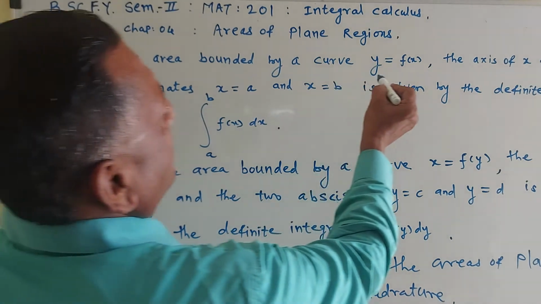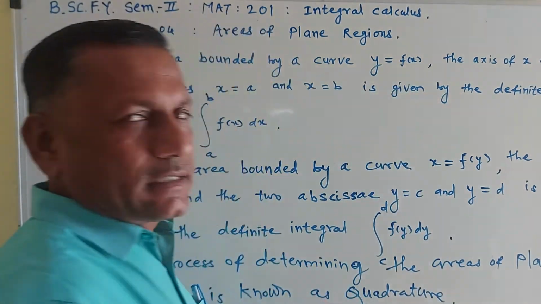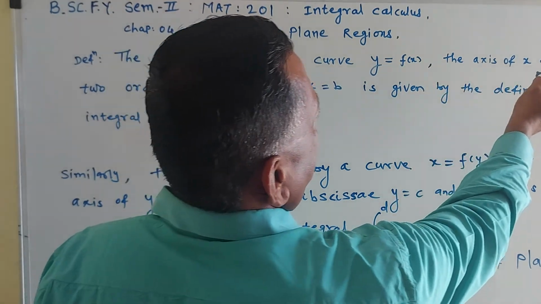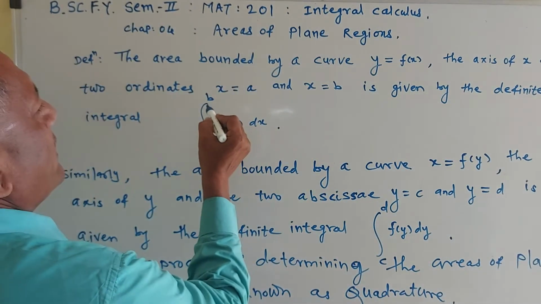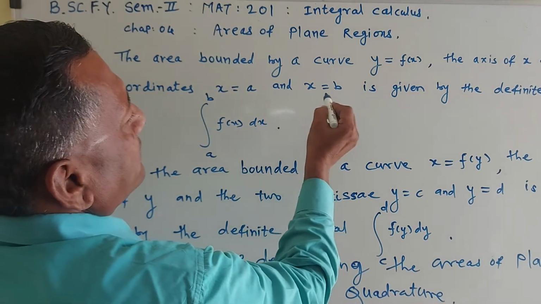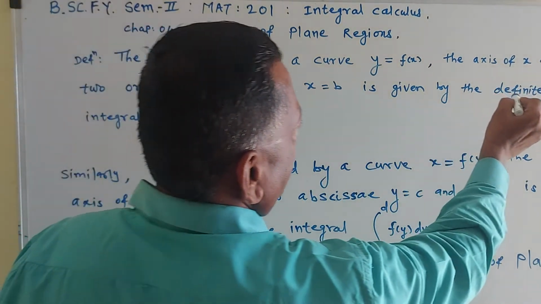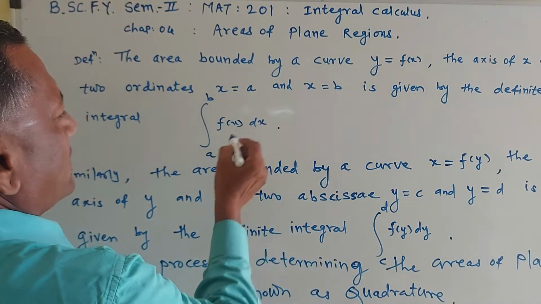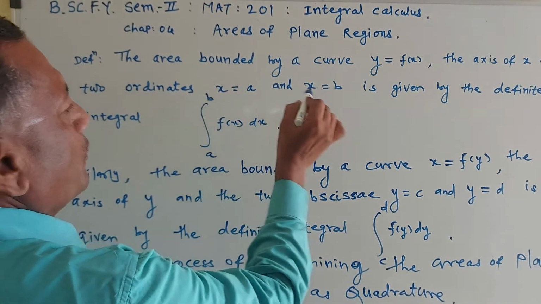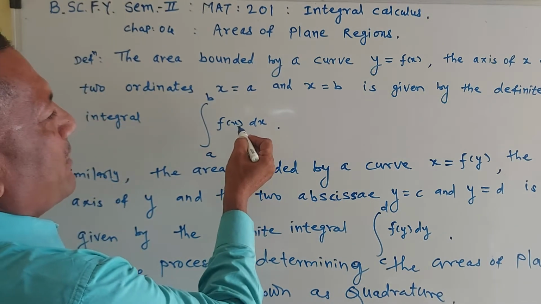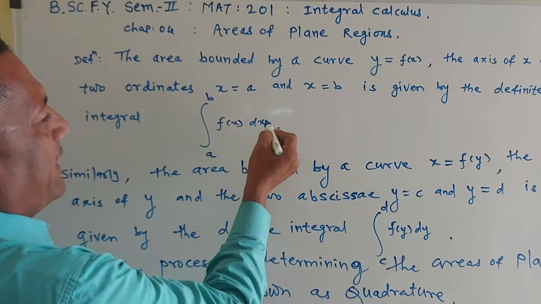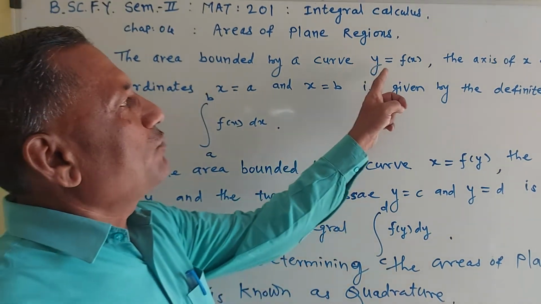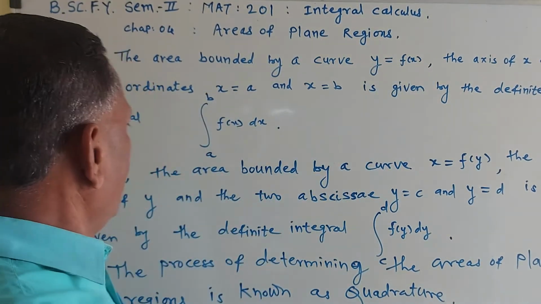The area bounded by the curve y is equal to f of x, the axis of x and the two ordinates x is equal to a and x is equal to b is given by the definite integration of f of x dx, integration going from a to b. Or integration of f of x means y, integration of y dx, going from a to b, if the curve is y is equal to f of x.